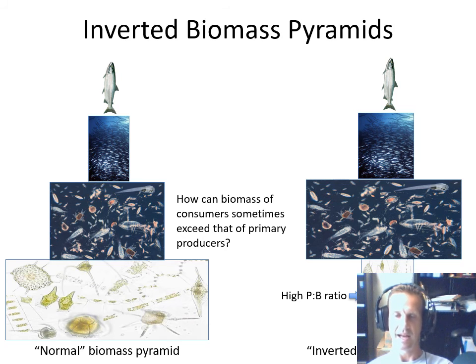It has to do with the high production to biomass ratio of the small organisms at the bottom of the biomass pyramid. So even though their biomass at any one time might not be very high, they're so productive that they're rapidly turning over that biomass. And so their productivity is higher than the level above. It's just that their biomass at any one point in time is not higher than the amount above.